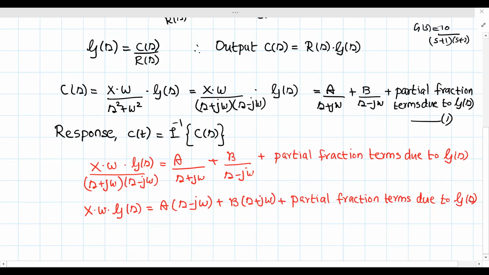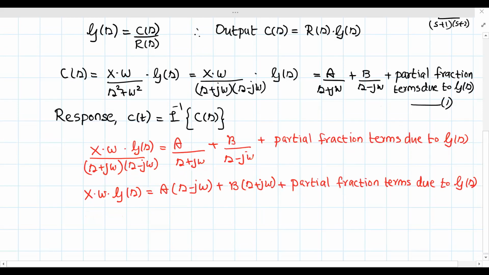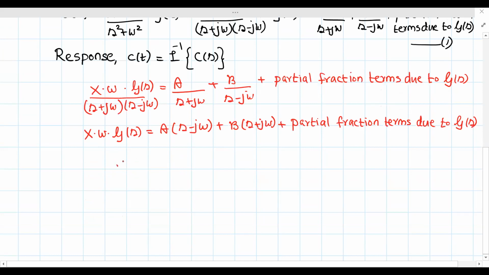Okay, so from this, how can we find A? A will be nothing but x into omega into g of s divided by s minus j omega at s equal to minus j omega. How? Because if you put s equal to minus j omega, this term becomes 0, right? So all other terms here will have a product of s plus j omega into s minus j omega. So if you put s equal to minus j omega, all those terms become 0, right? So you can find what is your A.